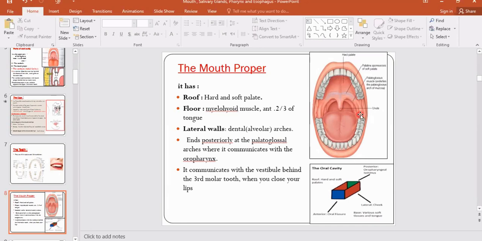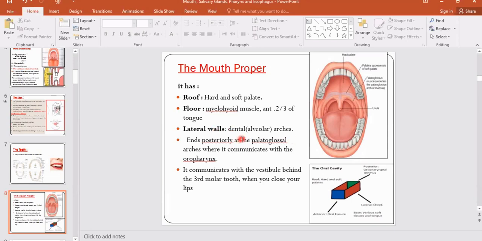We have the lateral walls and the floor. For the floor, you can see this is the tongue. You can see it is a content of the oral cavity. But if I raise the tongue, we will find the floor of the mouth. The floor is made by the mylohyoid muscle and the anterior two-thirds of the tongue, because the tongue is lying behind also. This anterior part, the anterior two-thirds of the tongue, is in the mouth proper, forming the floor.